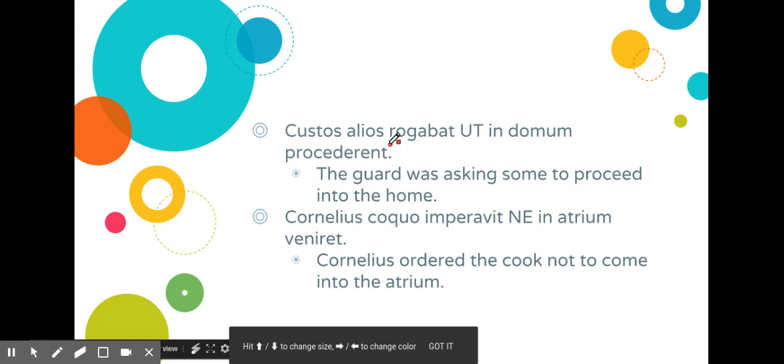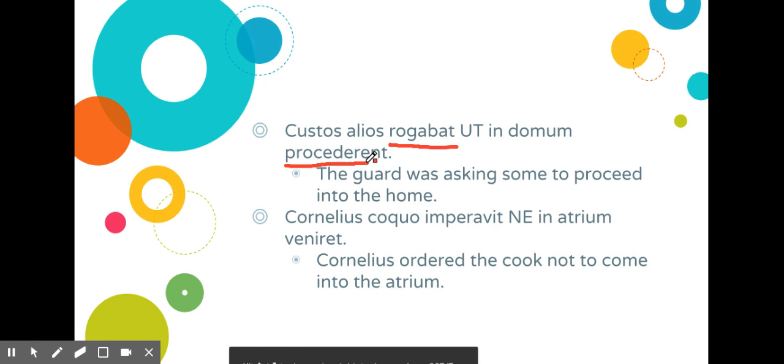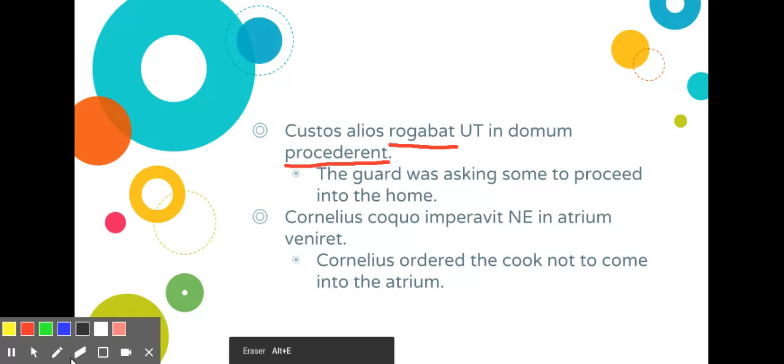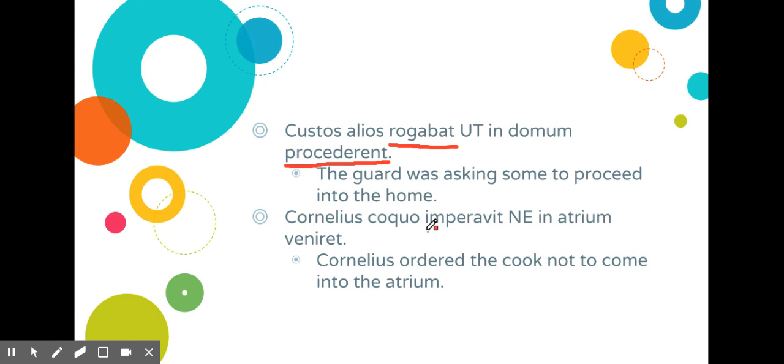So here we have rogabat, which is our indicative verb that has to do with asking. And then we have procederant, which is the subjunctive verb, which tells you what the person was asking people to do. So in total, we have the guard was asking some to proceed into the home. In our second example, we have Cornelius coquo imperavit, ne in atrium veneret. Cornelius ordered the cook not to come into the atrium. We have our indicative verb of imperavit. We have our subjunctive verb of veneret.